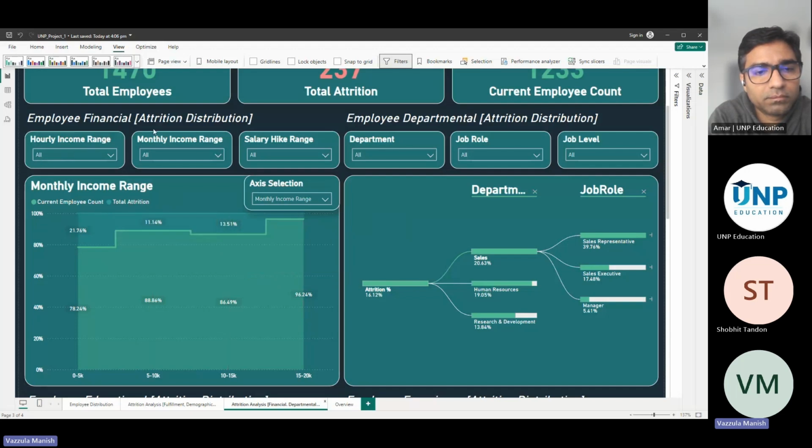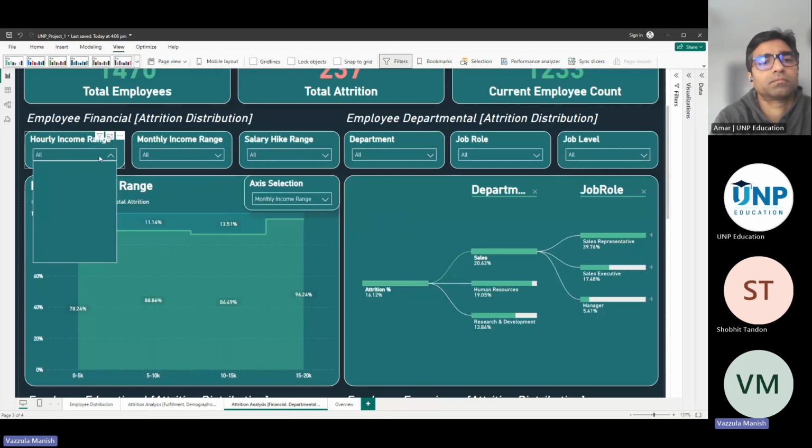Again, these are also factors: hourly income, monthly income, salary hike. So I've decided to put them in ranges like from 10 to 15%, 0 to 5K, and 30 to 40. Again, I did not mean to put rupees. I'm sorry about that.